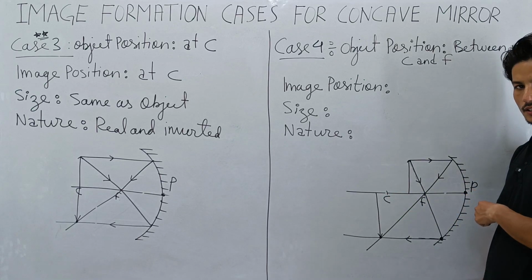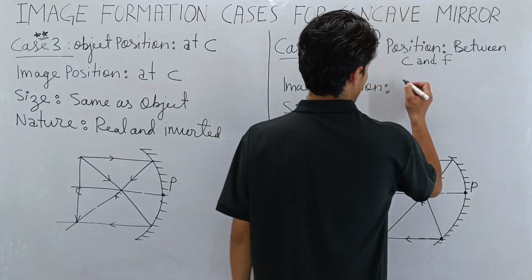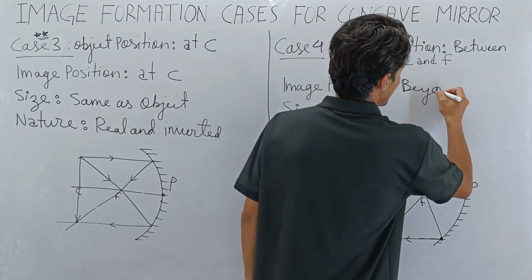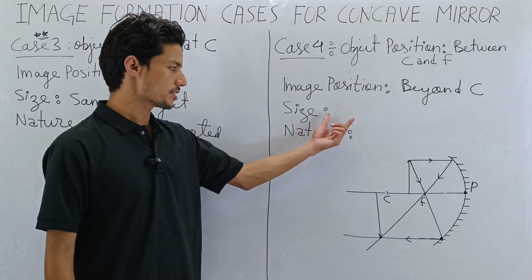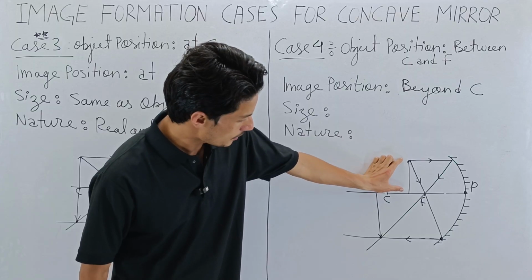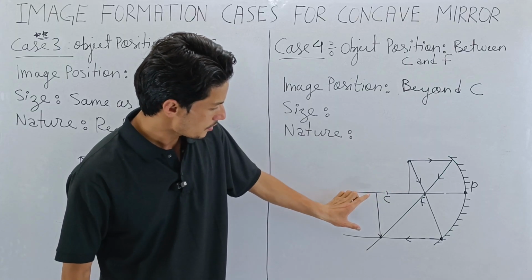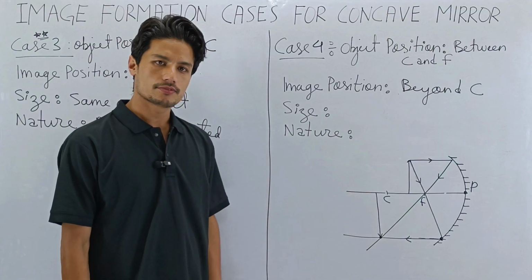Can I say beyond C? Because it is beyond C? Yes, isn't it? So the image position will be beyond C. Then size of the image. Now you tell me, the height of the object, the size of the object is this much, and the size of the image is this much.